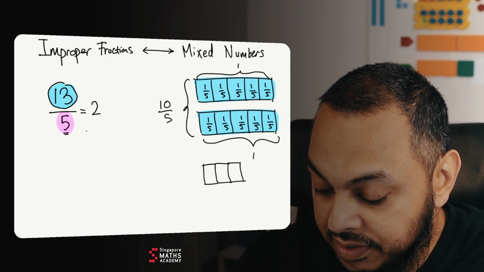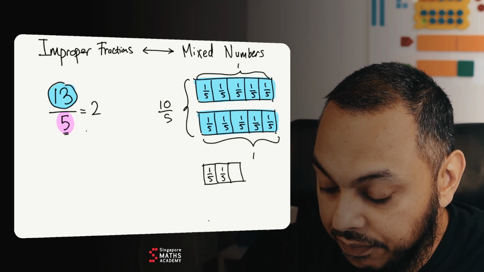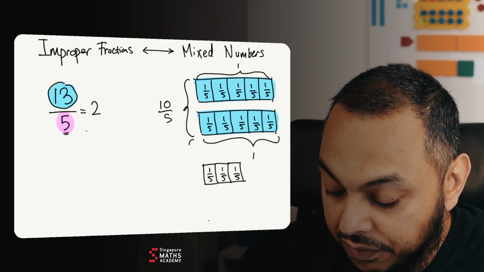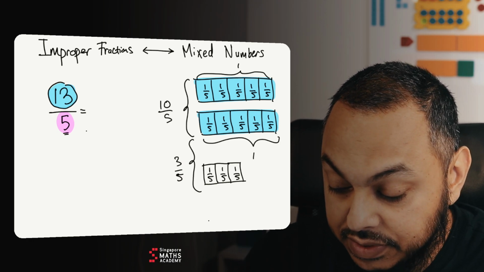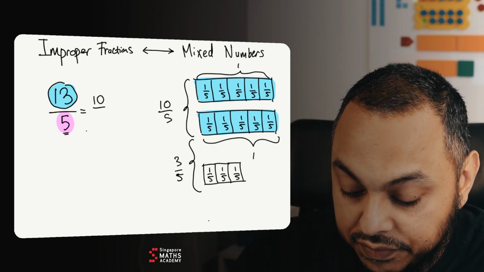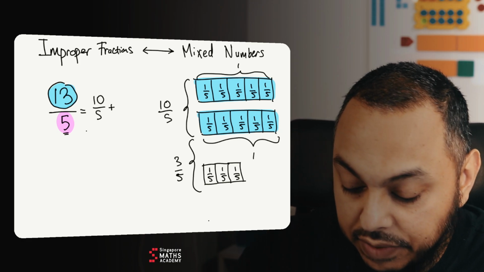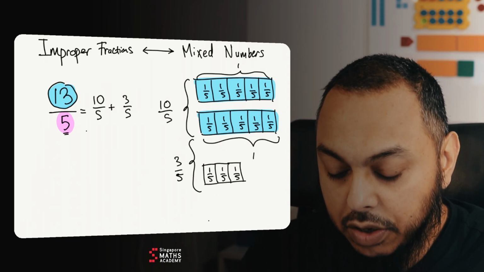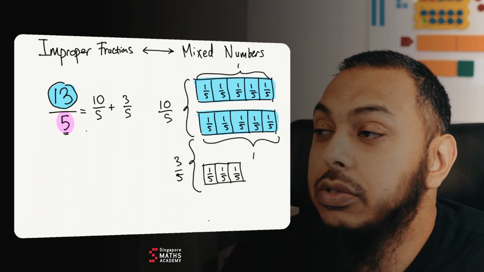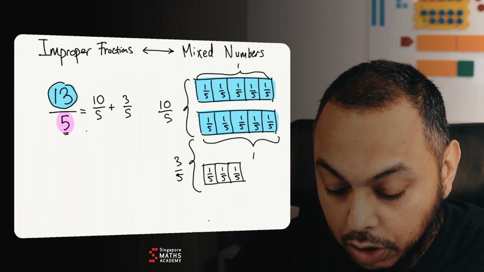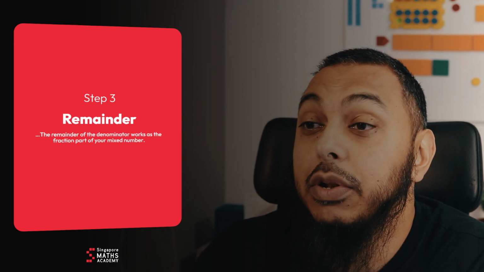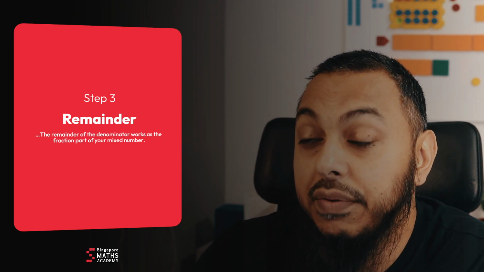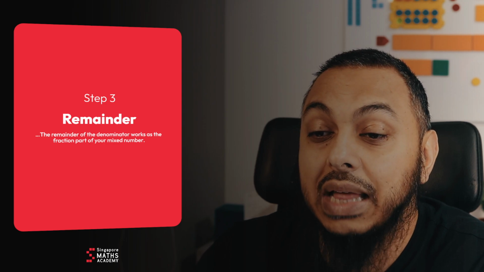1/5, 2 fifths, and 3 fifths. So a fifth, add a fifth, add a fifth is my 3 fifths. And so altogether, I can actually say 13 fifths is equal to 10 fifths, add 3 fifths. Because 10 add 3 is 13. And so now I've got that. I've worked out how many wholes I can make. The last step for us to finish this off is where we just look at the remainder, which we've done. We've got 3 fifths, and then we put all of that together.